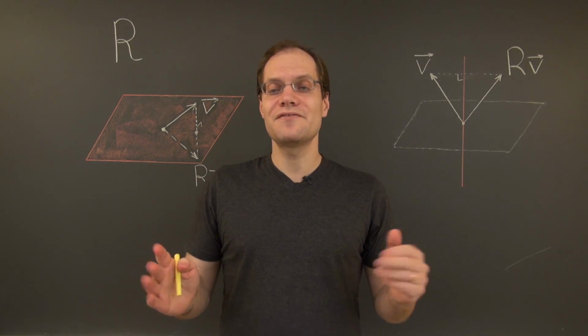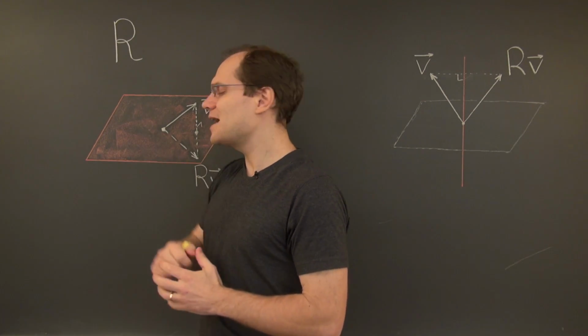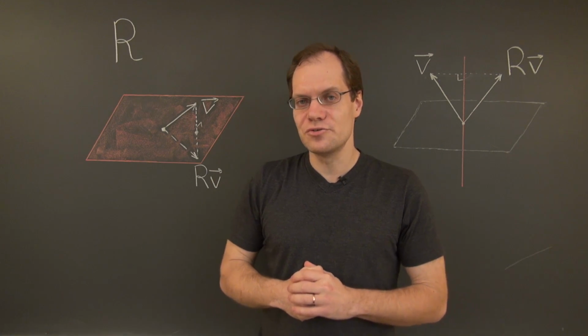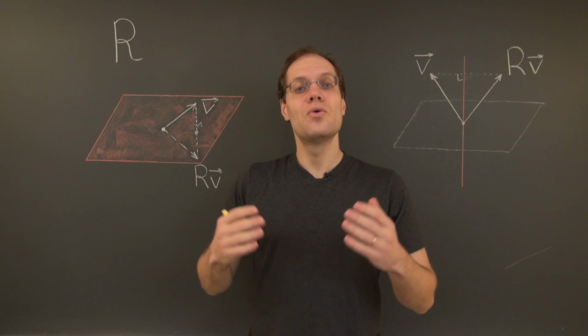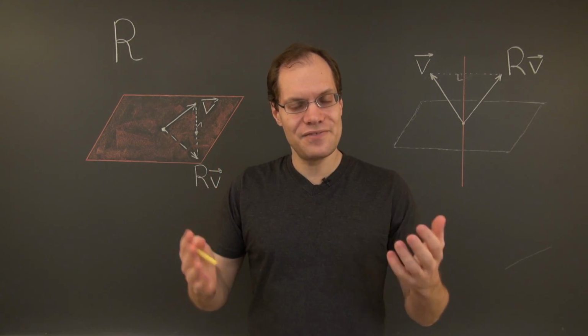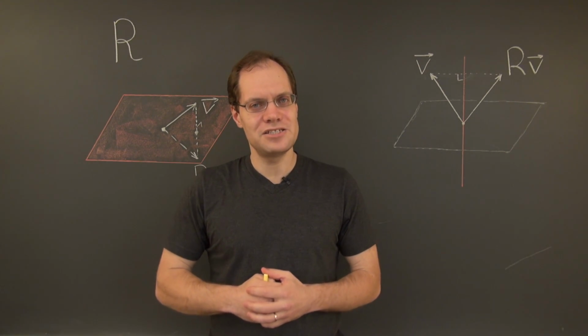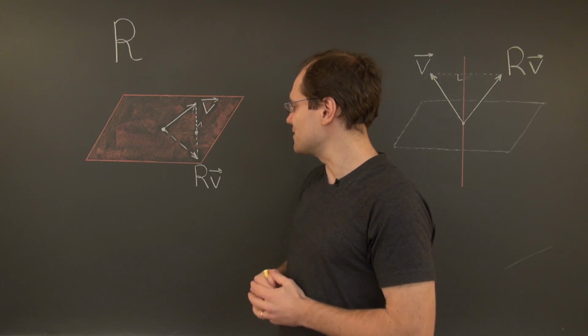So just to be safe, let me spell out exactly what these transformations do. And then we'll ask the question that we always ask of linear transformations. What are the eigenvalues and eigenvectors of each of these transformations? We'll start with this one.